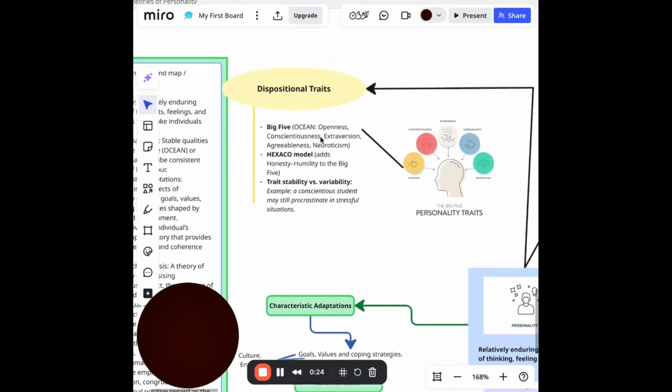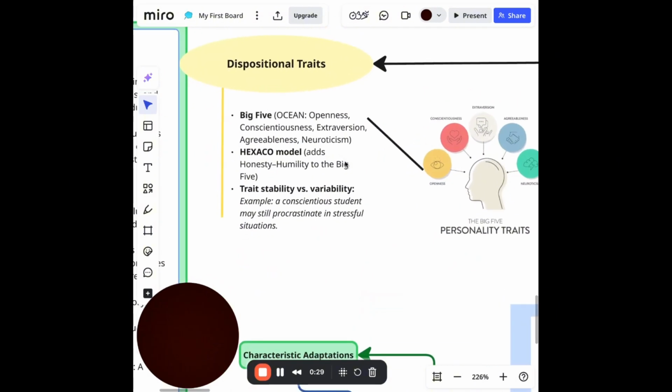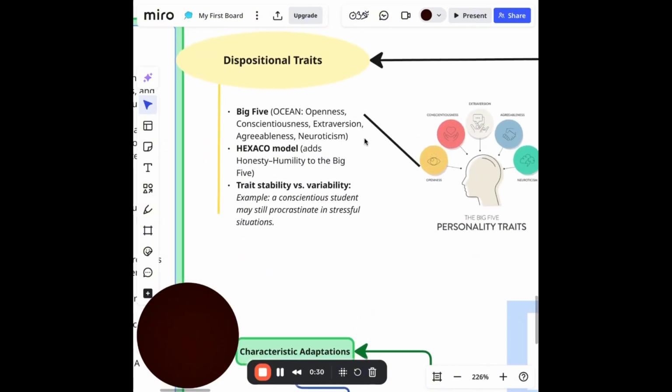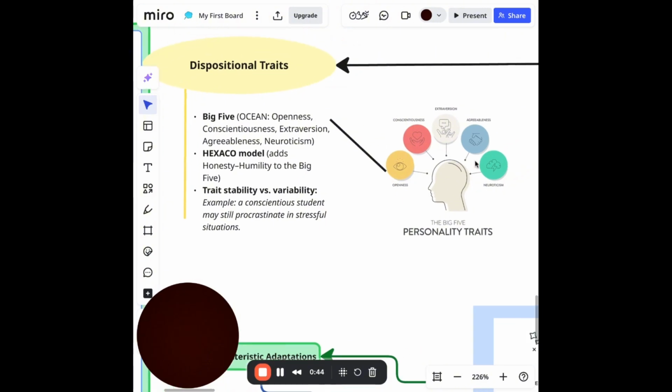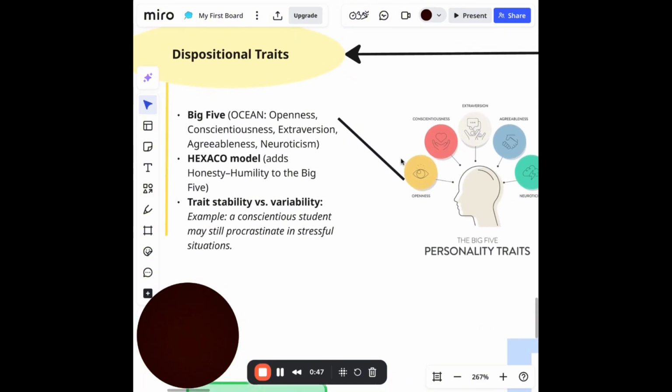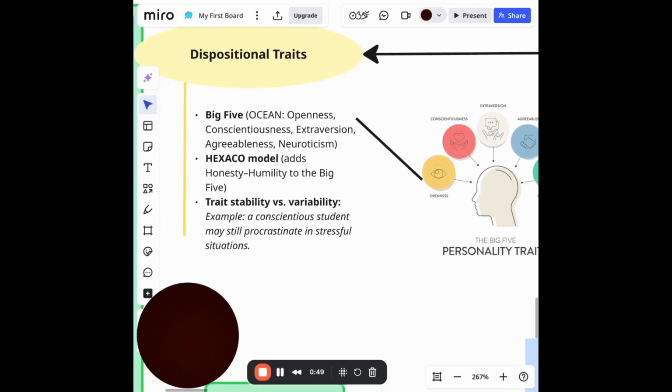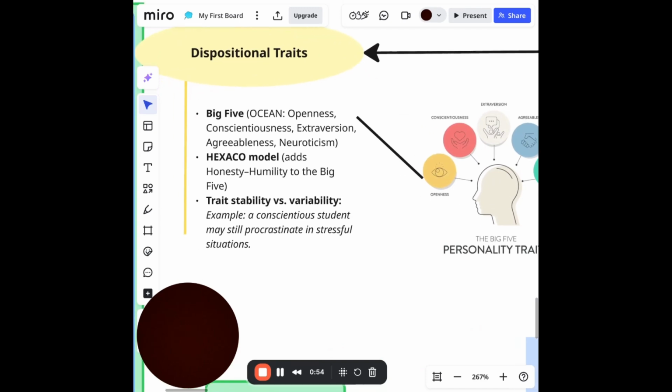One way to understand this is through dispositional traits. So the Big Five model, which is the most popular one, includes the traits of personality. So we've got openness, conscientiousness, extroversion, agreeableness, and neuroticism. So, for example, someone high in conscientiousness might be organized and reliable, while someone high in extroversion may enjoy social events. The HEXACO model adds on to this with a sixth trait, honesty or humility, which helps us explain fairness and sincerity.